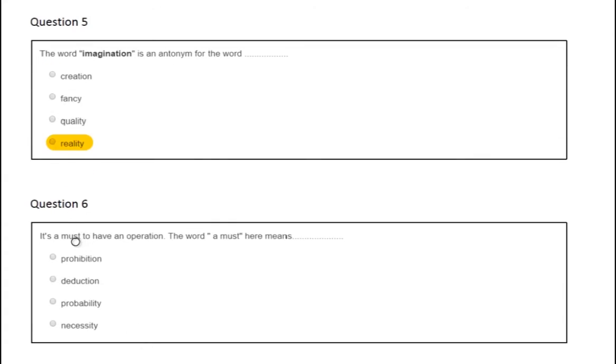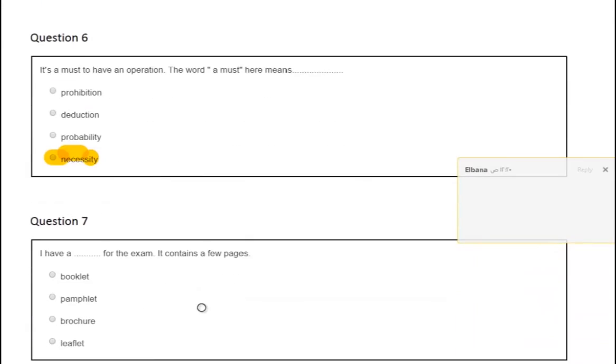It is a must to have an operation. It is a must, you see, it is obligatory. The word must here means what? Prohibition, deduction, probability, or necessity? Of course, necessity, because must, as you know, is used for necessity. An order is used to express necessity and obligation.